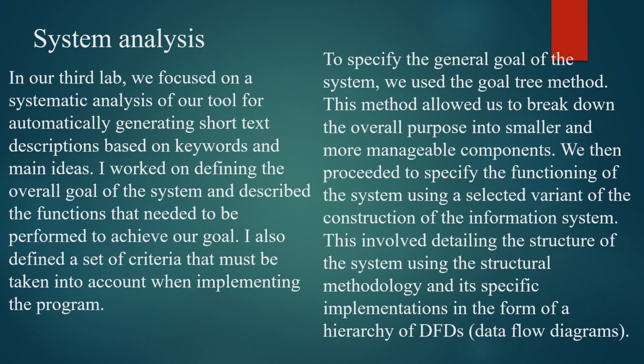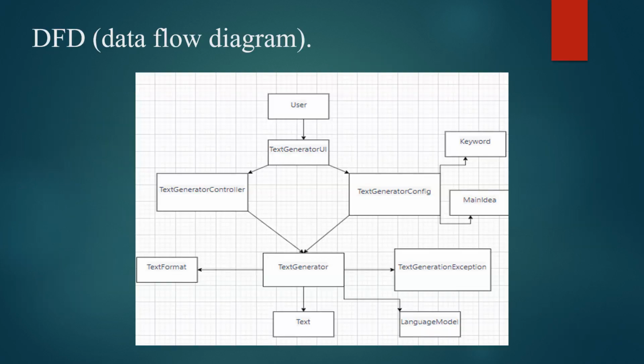To specify the general goal of the system, we use the goal-tree method. This method allows us to break down the overall purpose into smaller and more manageable components. We then proceeded to specify the functioning of the system using a selected variant of construction of the information system. This involved detailing the structure of the system using the structural methodology and its specific implementation in the form of a hierarchy of data flow diagrams.